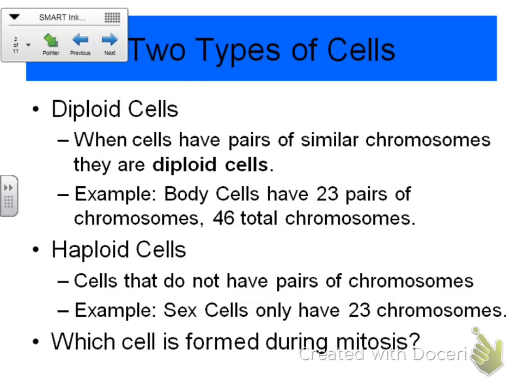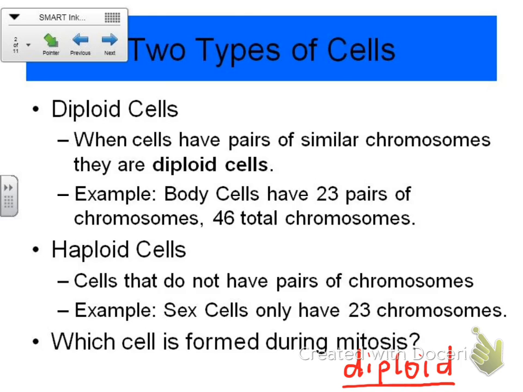Which cell do you think is formed during mitosis? And this is a question in your notes. Which of these cells do you think is formed, a diploid or a haploid? Let me see a show of hands. How many of you think diploid is made during mitosis? How many of you think haploid? Ooh, we're about half and half there. A diploid is in fact made during mitosis.